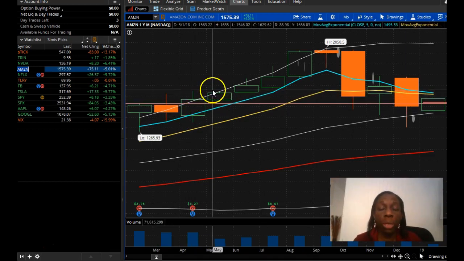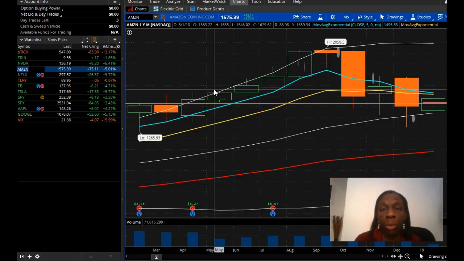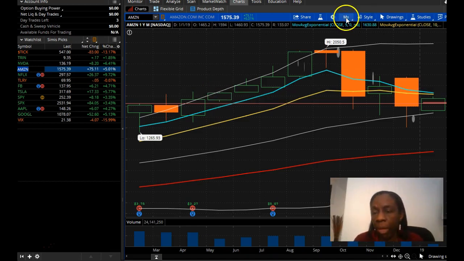So really what you want to do at this point, for those of you who are new to all this charting and candlesticks, is Google candlesticks and really study up on how to read and interpret them. So that's the monthly chart.